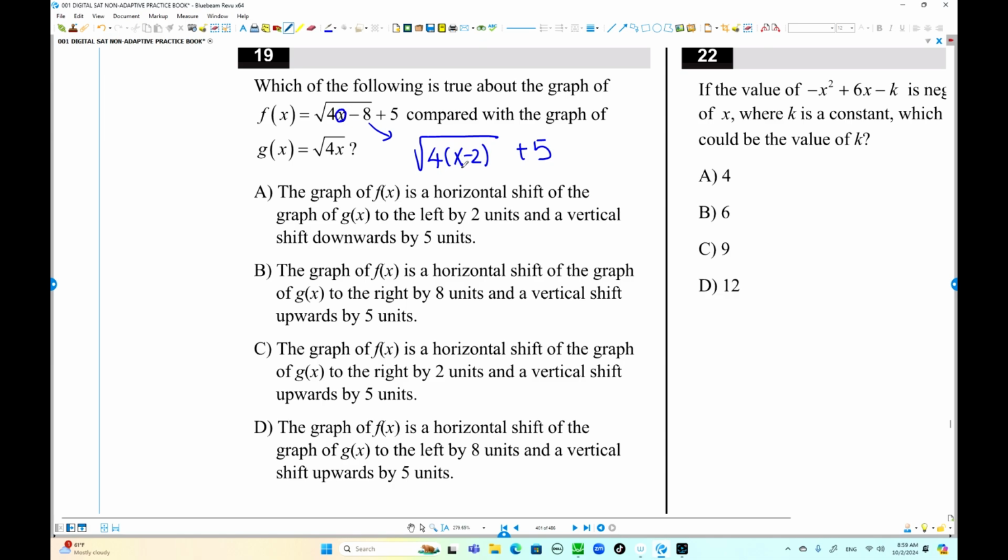What happened to the x? Move to the right by 2 units, right? X minus 2 is move to the right, not left, okay? All right. 2 unit right, okay? 2 unit right. What about plus 5? This follows the sign, move up, right? So 5 up. Okay, 2 right, 5 up. Where is it? 2 right, 5 up, okay? Choice C is the answer.